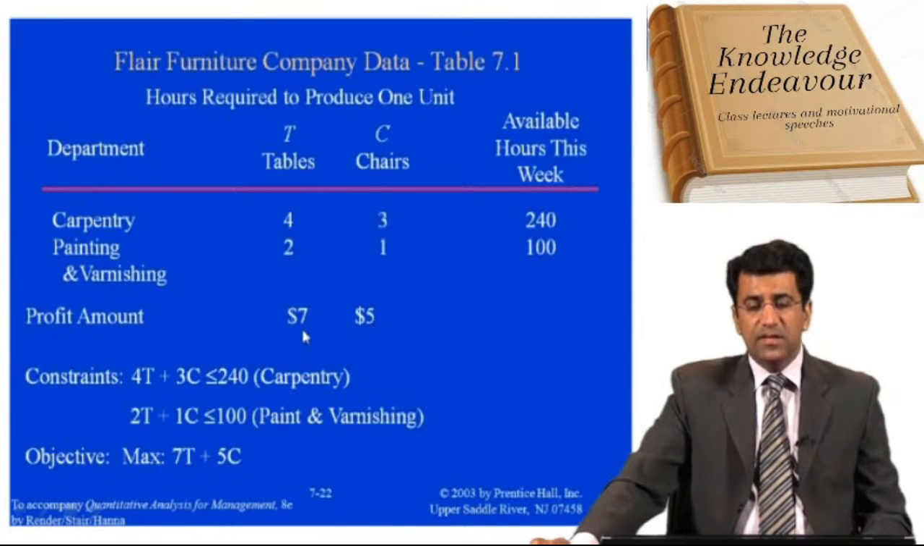So our profit function will be 7t plus 5c. Now in this particular case, we are taking these decision variables as T and C, that is for tables and chairs. You can always take x1, x2, or it doesn't make any difference. So these are our two constraints, that is 4t plus 3c is less than or equal to 240, 2t plus 1c is less than or equal to 100, that is the paint and varnishing constraint, and this is our objective function, that is 7t plus 5c. We'll have to maximize this function.